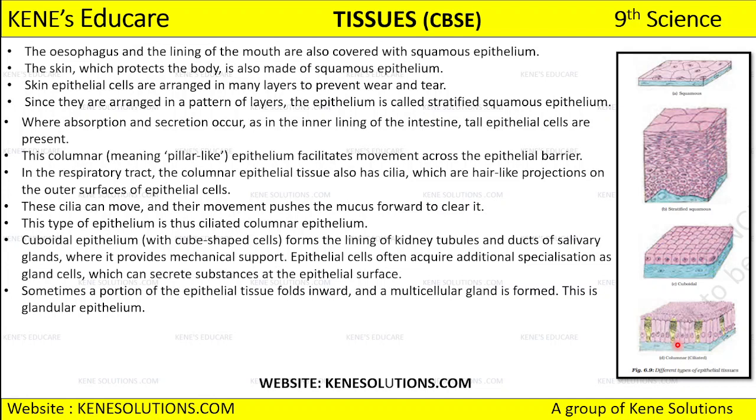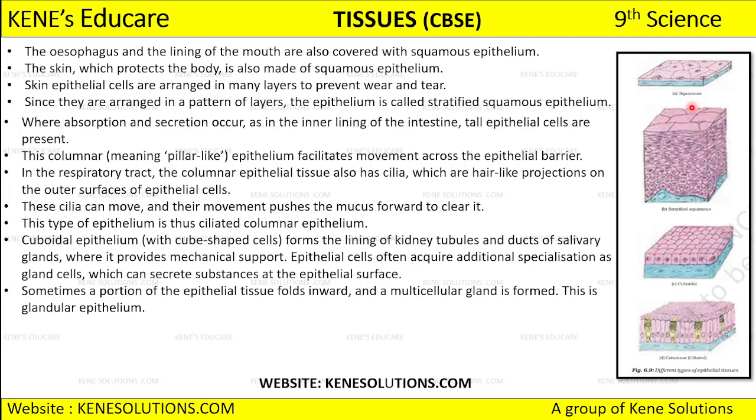Okay, so I hope that you are clear with these four different types of epithelial tissue. First is the squamous epithelium, जिससे हमारा skin बना हुआ है, हमारा lining of the mouth is also covered with this squamous epithelium only. Then the second type that we have is the stratified squamous epithelium, which is present in the inner lining of the intestine, and it is helping in absorption and secretion, right?